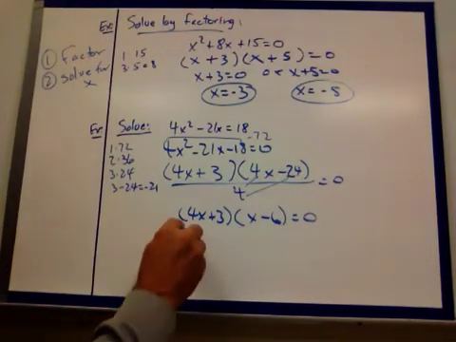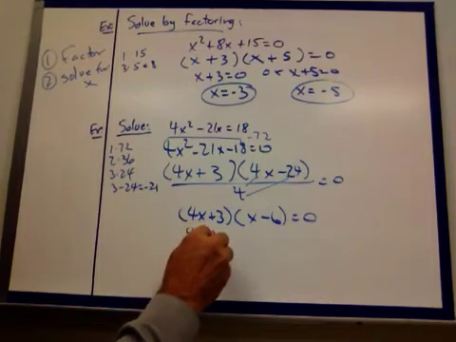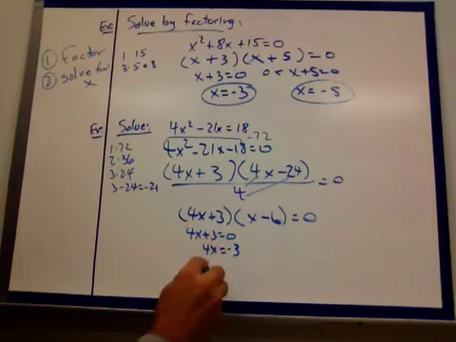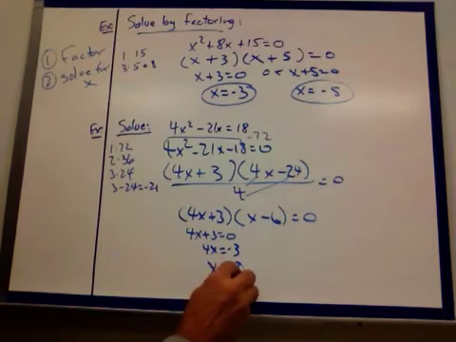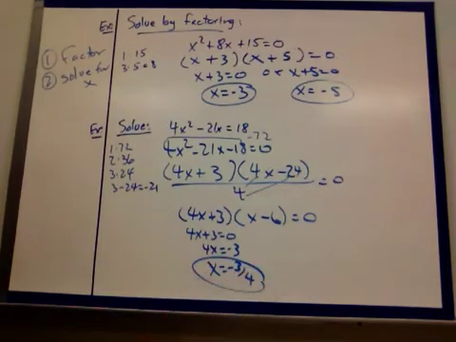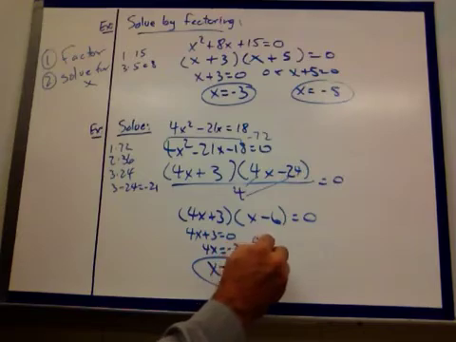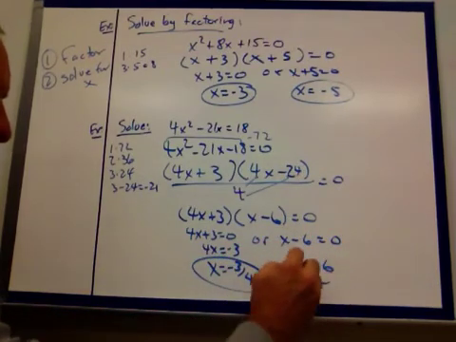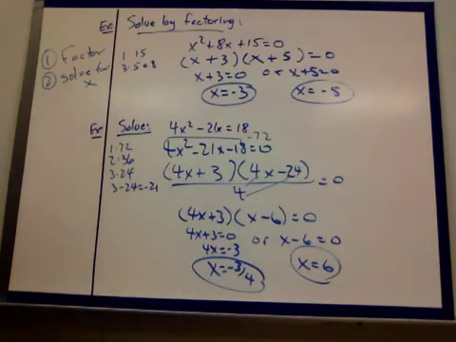Now I can set each factor equal to 0 and solve for x. Subtract the 3. Divide out the 4. Boom. Okay, negative 3/4. Or x minus 6 is 0. Add the 6 over. Bam.